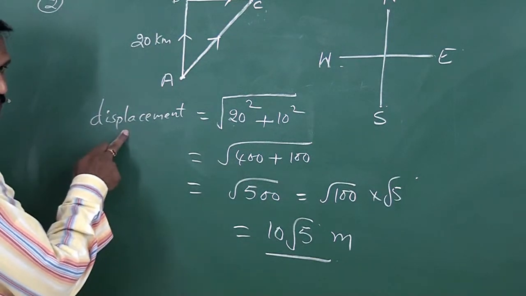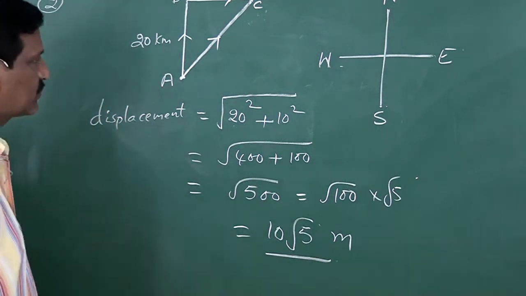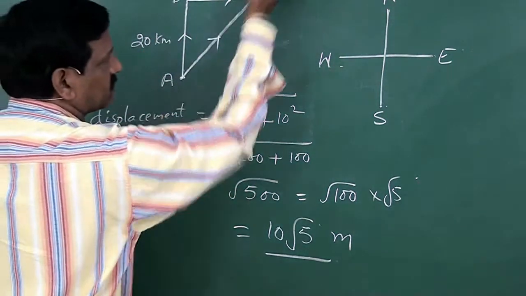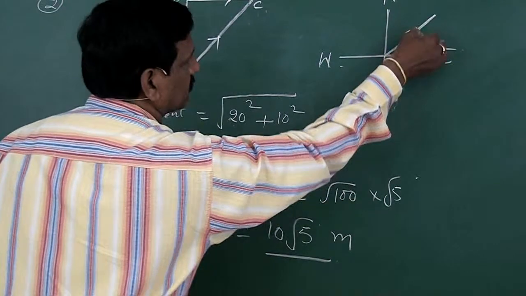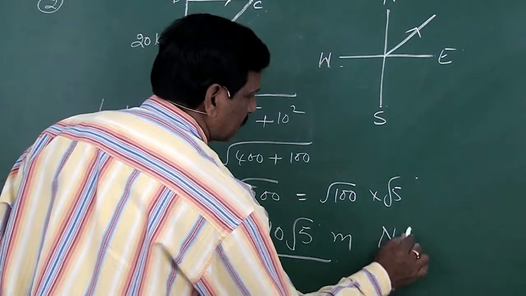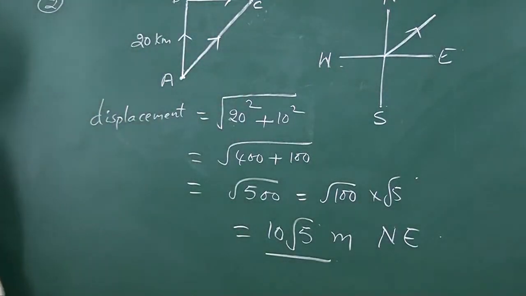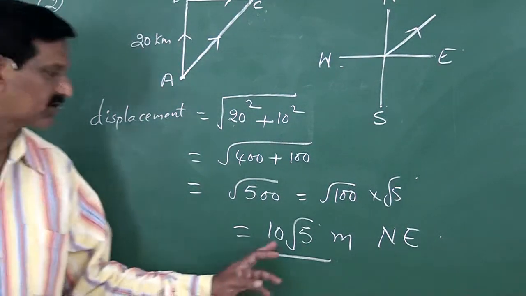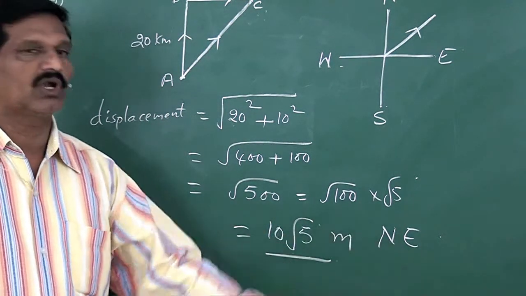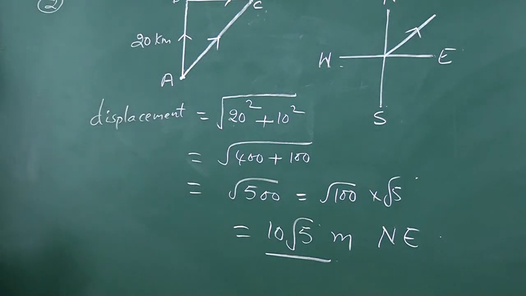Since it is a vector quantity, you have to show the direction also. So AC will be directed in which direction? Like this, northeast, that is between north and east. So 10 root 5 meter northeast. If the problem asks to find the magnitude of the displacement, then you simply write 10 root 5 meter, and if it asks for direction also, you have to write the direction, northeast.